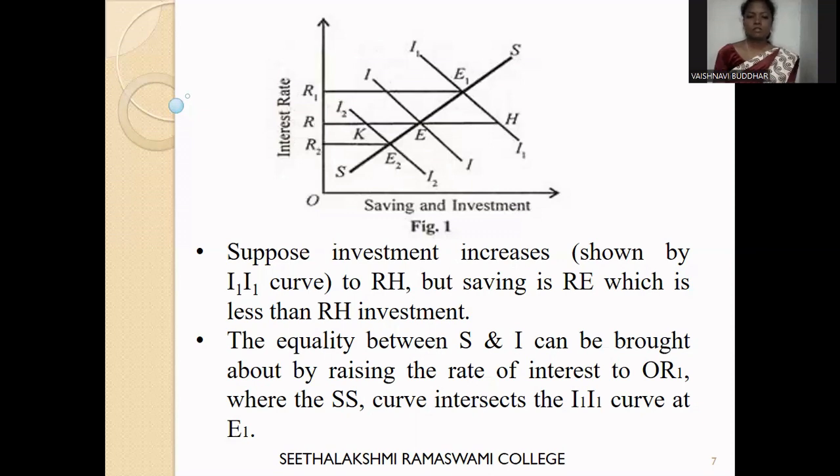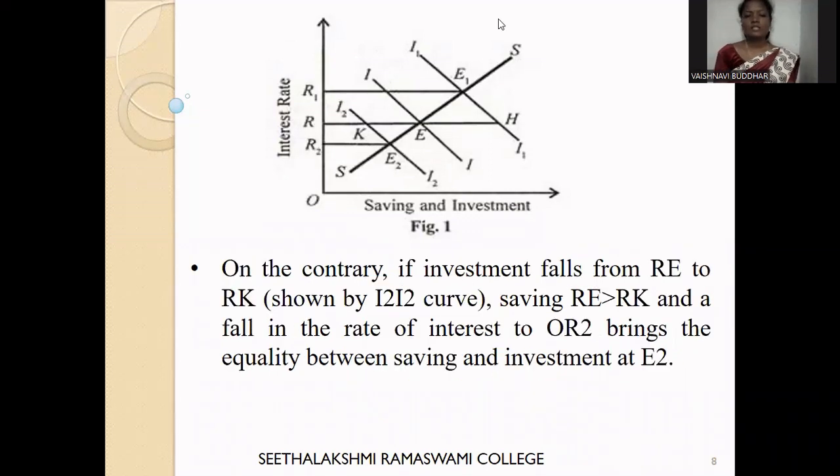So the equality between saving and investment can be brought about by raising the rate of interest to OR1. If we raise the rate of interest from OR to OR1, then the new equilibrium will be E1, where savings and investment are equal, by adjusting the rate of interest. The SS curve intersects the I1 curve at E1.